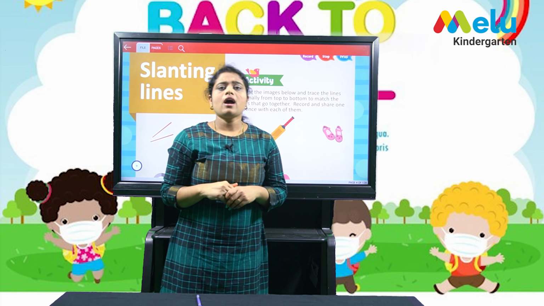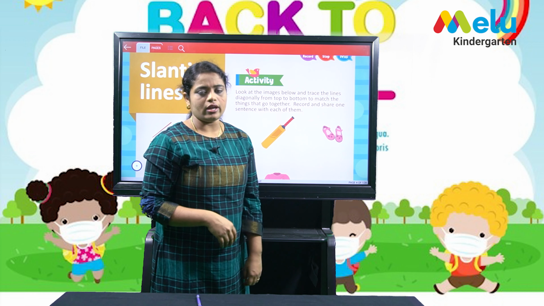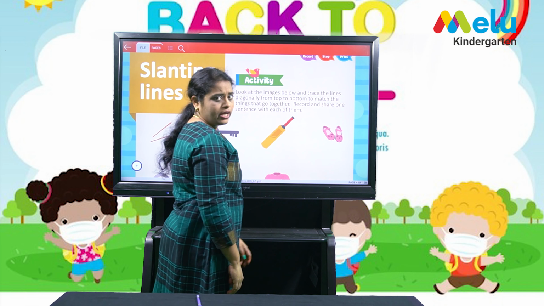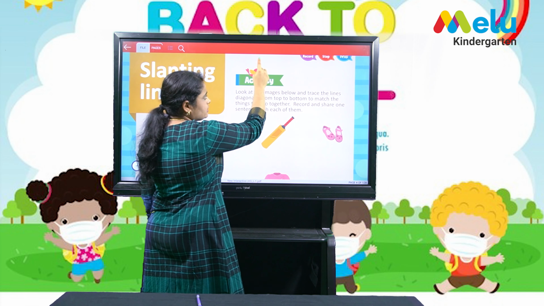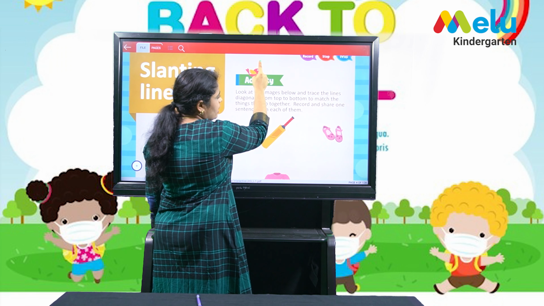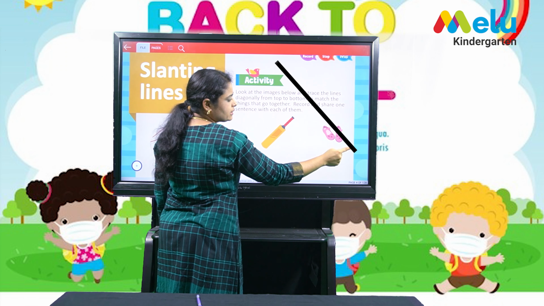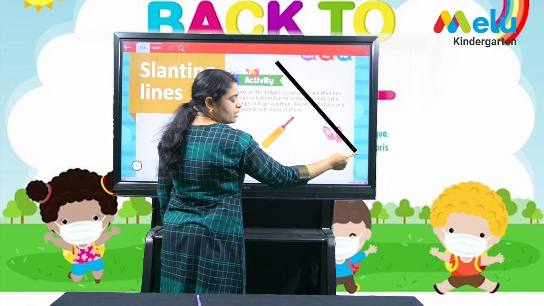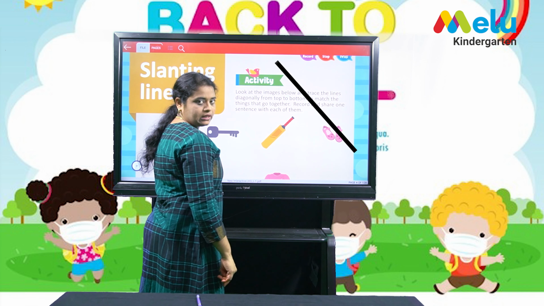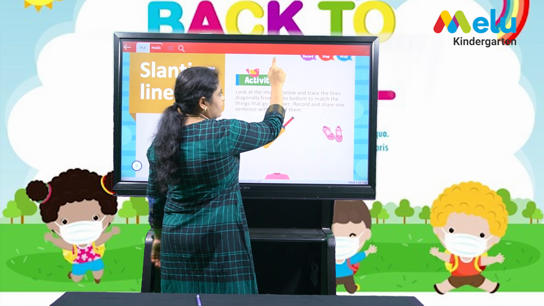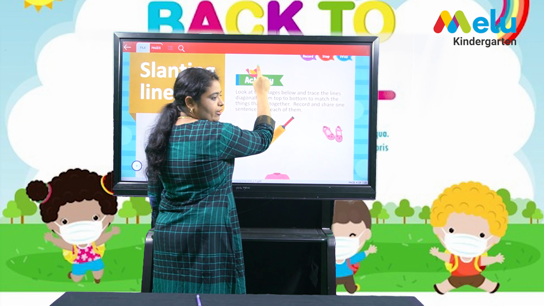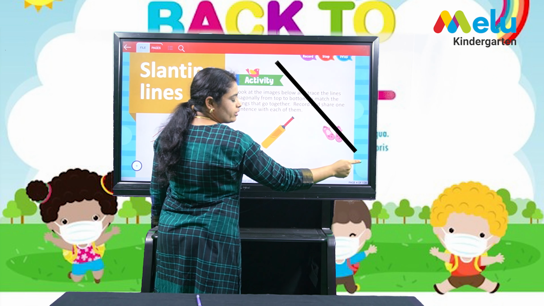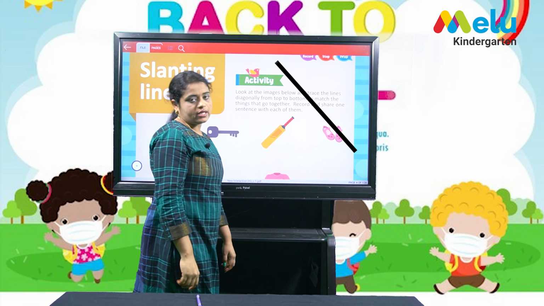Now we will see how a left slanting line looks like. Okay, so a left slanting line slightly bends towards the left side. Okay, so if a line starts from the left hand side bottom and slants down to the right side bottom, it is called a left slanting line. Yes children, so slanting line starting from left hand side top and coming down to the right bottom is called a left slanting line.